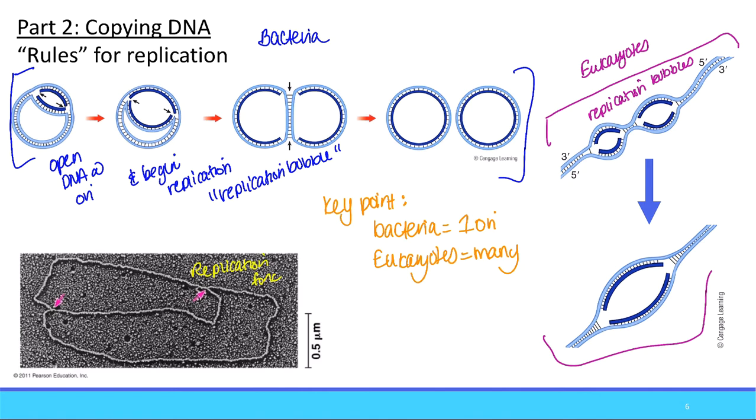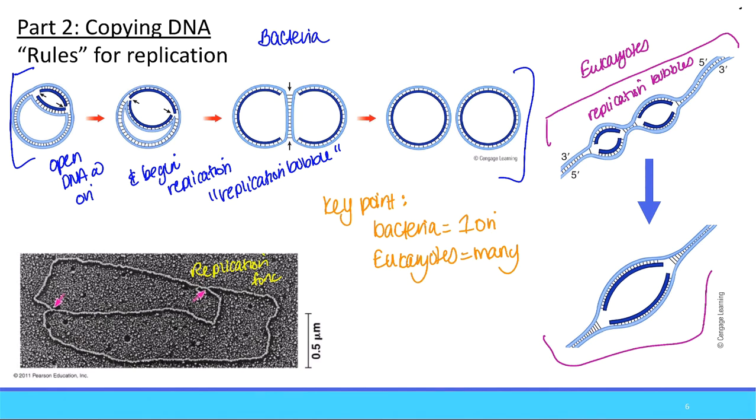But the reason this picture is so cool is because you can see the double-stranded DNA here, and this is the original chromosome. And then here you can see that it has been opened up at the origin of replication, and it has started to be replicated in both directions, and we can actually start to see that this will be a new chromosome, and this will be a new chromosome.